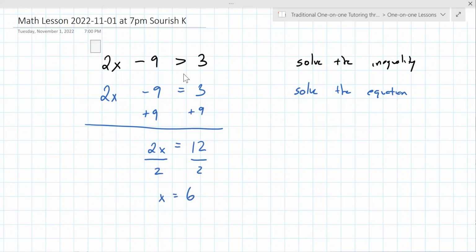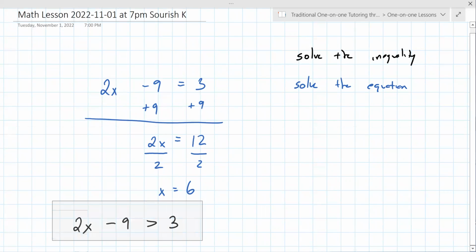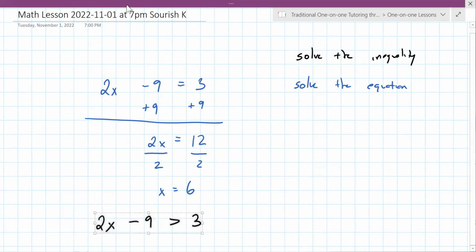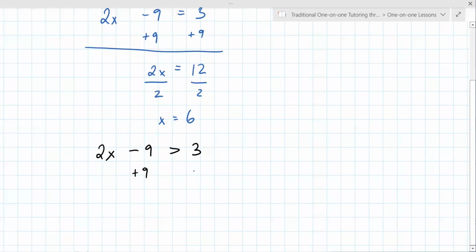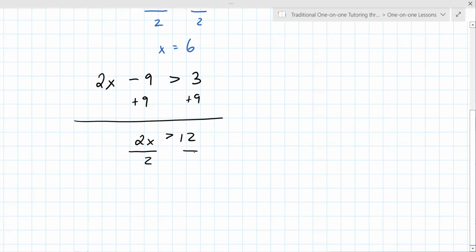Now, we're going to do it with the inequality right below it. Okay, so we're going to do the same thing. We're going to add 9 to both sides. So this is 2x greater than 12. Then we're going to divide both sides by 2. X is greater than 6. Okay, so notice it's no different than solving a linear equation. You just have this inequality sign here.